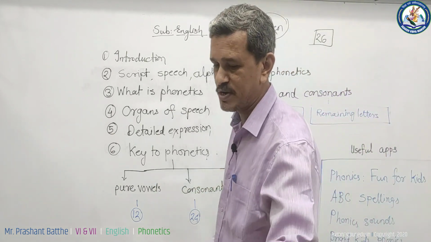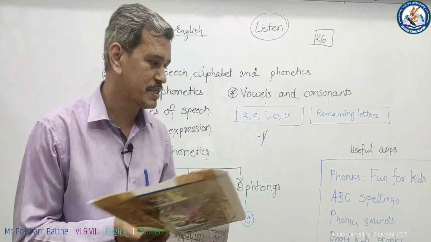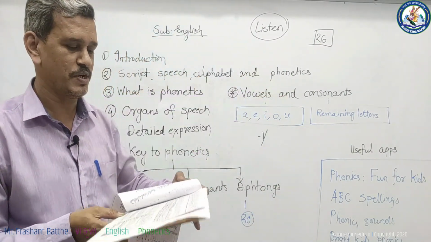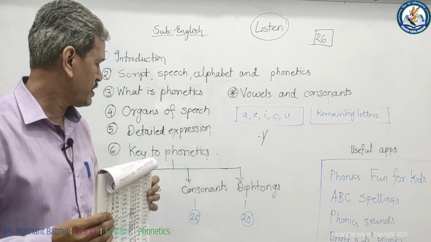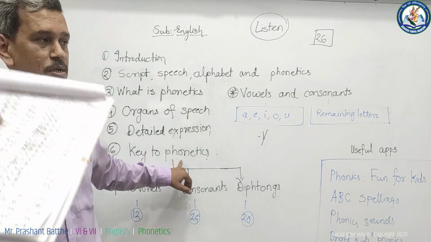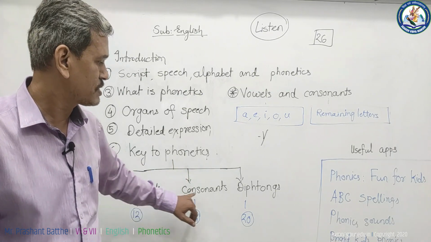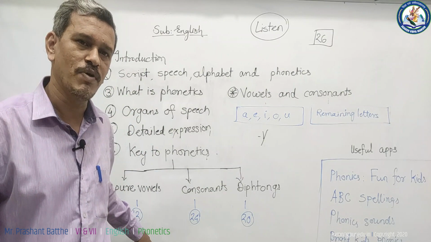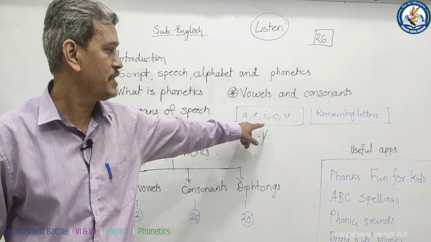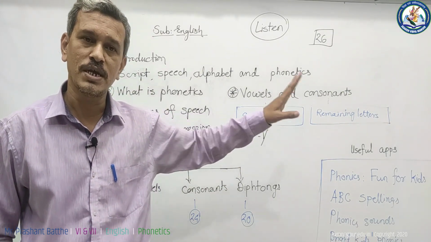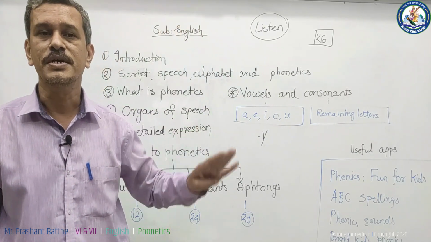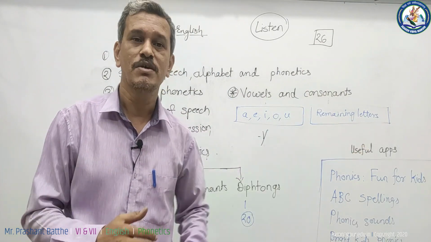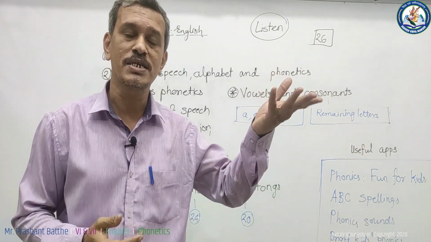When we talk about phonetics, as we have already said, the script, speech, alphabet and phonetics, the last point is phonetics. When we are discussing the sounds, there are three types of sounds we make, as we have already discussed about the vowels, A, E, I, O, U. Now there are pure vowels, diphthongs and consonants. What are the pure vowels, what are the consonants and what are the diphthongs?